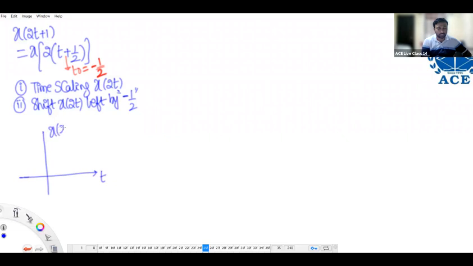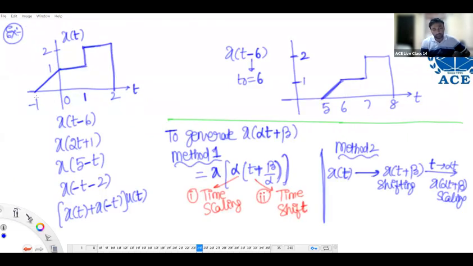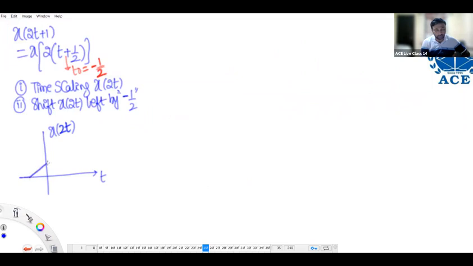So what is the meaning of x of 2t, sir? Compressed or expanded? In the original signal, at every discontinuous instant divided by 2. The signal graph remains same. Perform division by 2. That is x of 2t.